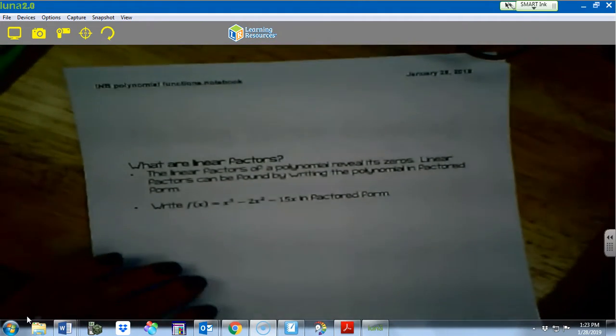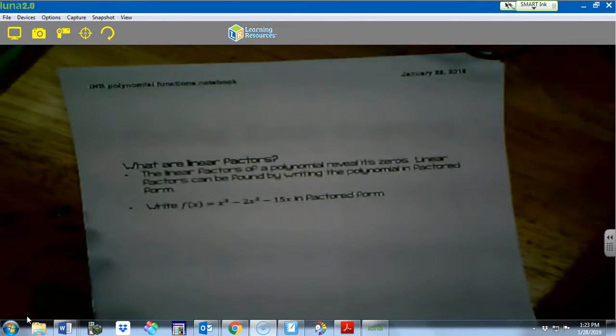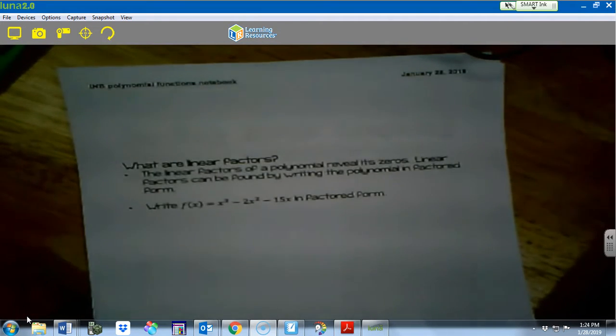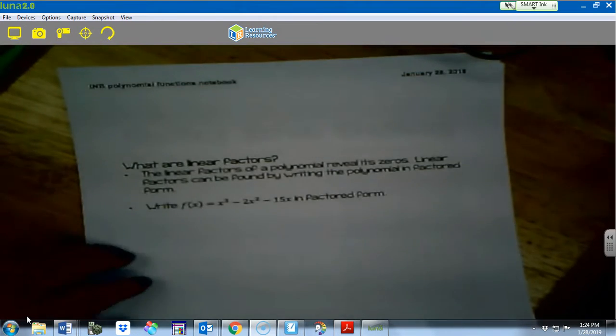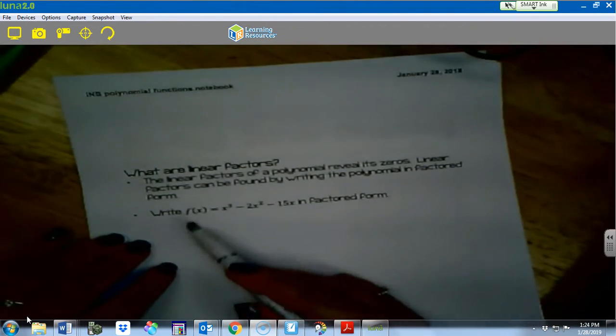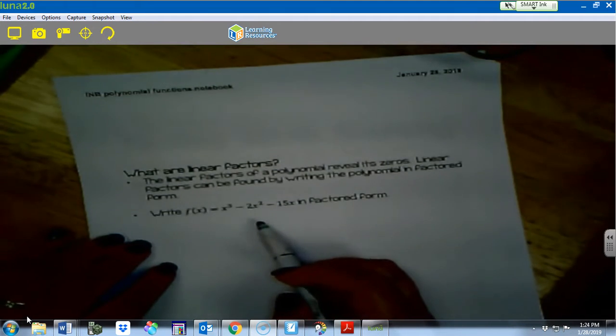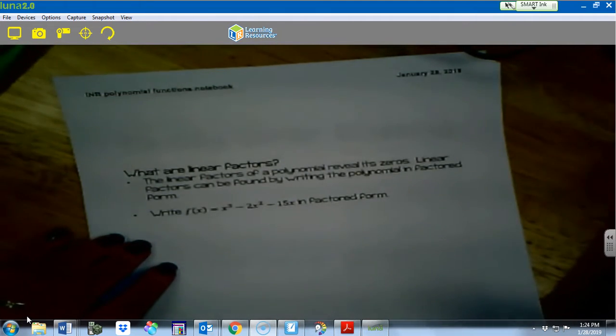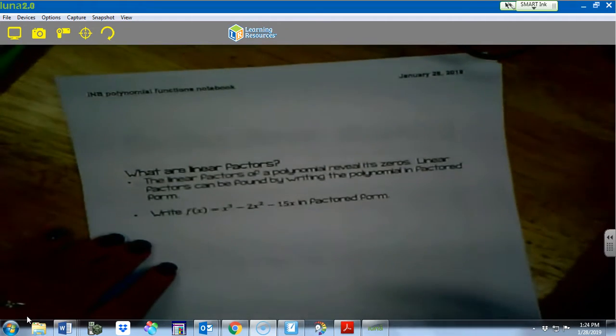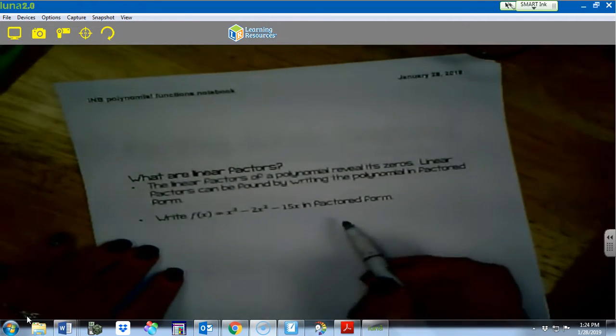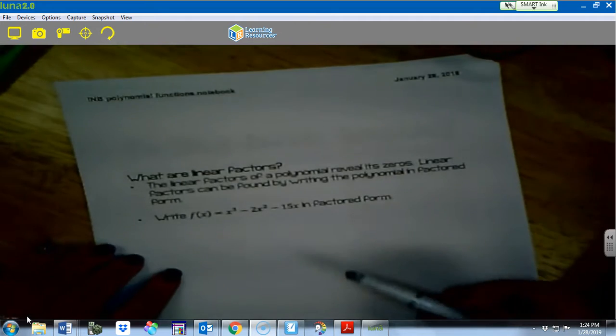And then we have something called linear factors. The linear factors of a polynomial just reveal the zeros of that polynomial, and they can be found by writing the polynomial in factored form. So right now we have this function f of x equals x to the third minus 2x squared minus 15x. That's currently in what we call standard form. We want to rewrite it in factored form.